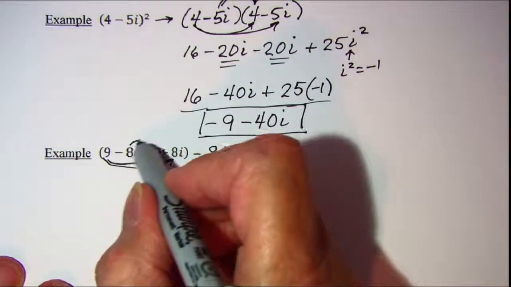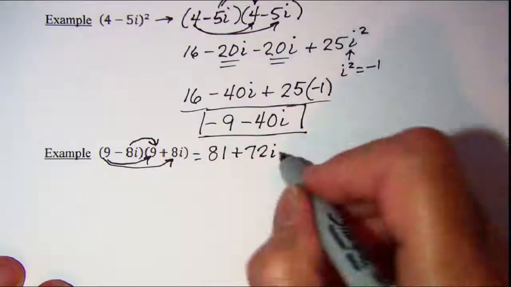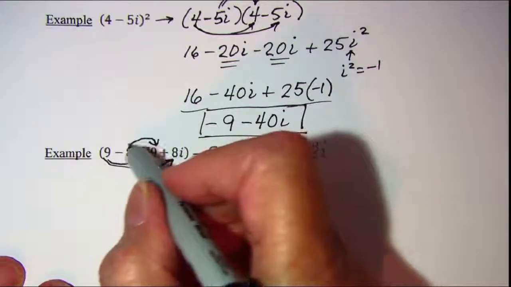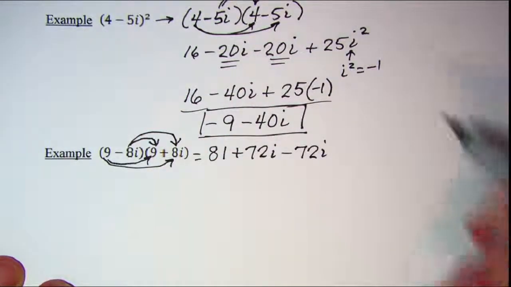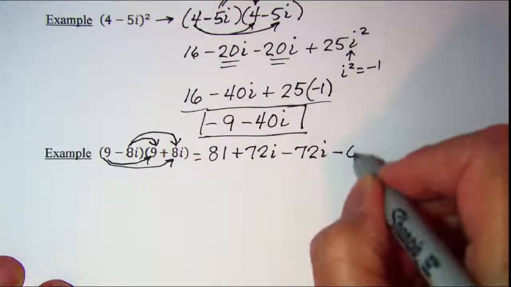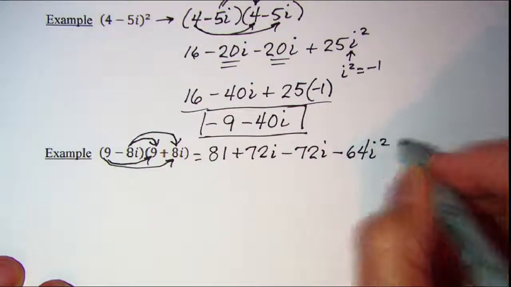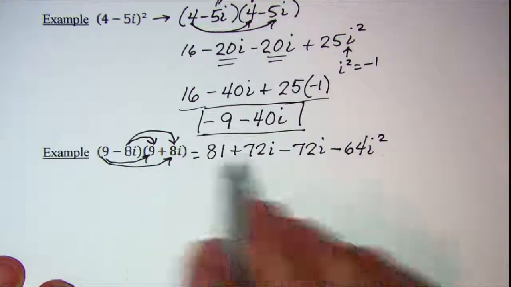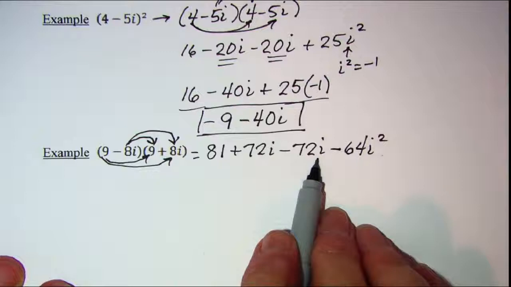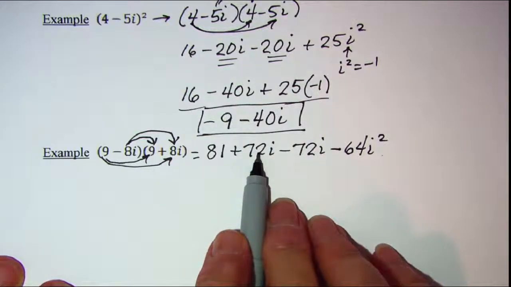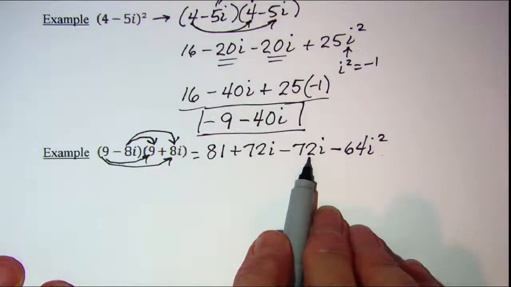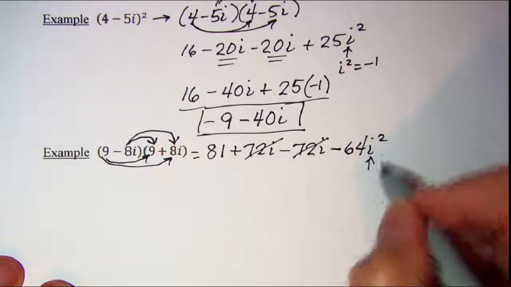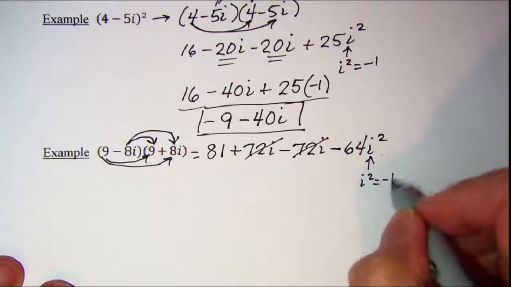And then negative 8i times 9 is negative 72i. And then negative 8i times positive 8i is negative 64i squared. Now the thing when you multiply conjugates, these two middle terms will always cancel out. See, we have a positive 72i and a minus 72i. So these will cancel. Also, i squared is defined as negative 1.